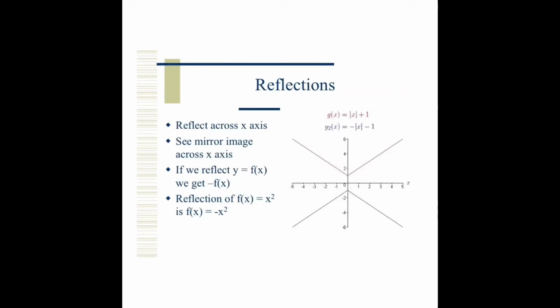All right, for our next transformation, we're going to talk about reflections. And we have 2 types of reflections. We can reflect something across the x-axis, which means we're going to see the mirror image as we reflect it down.